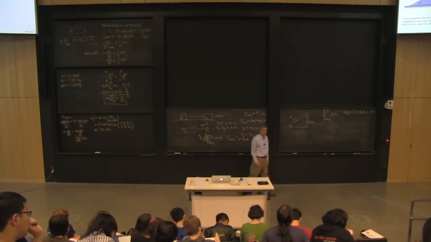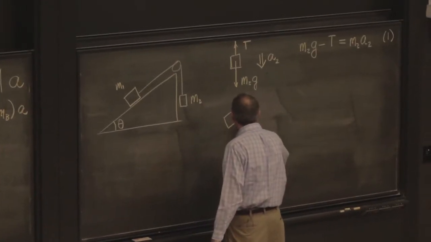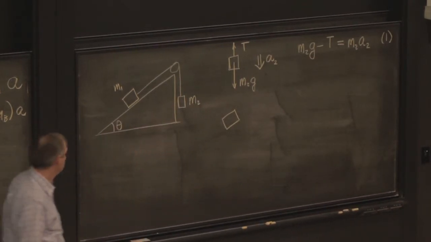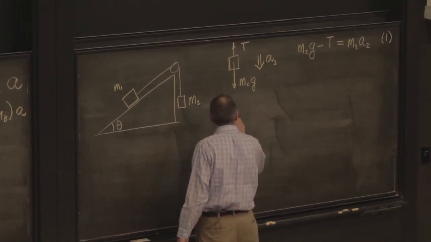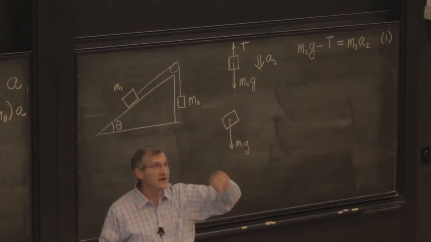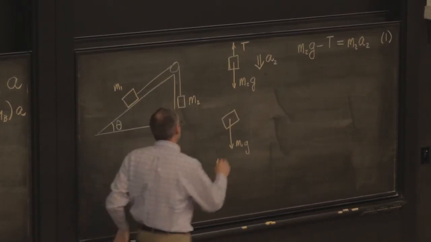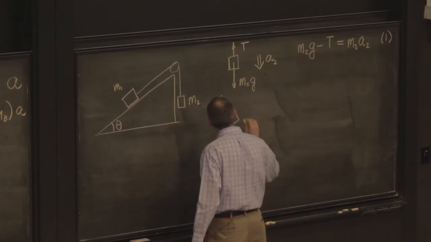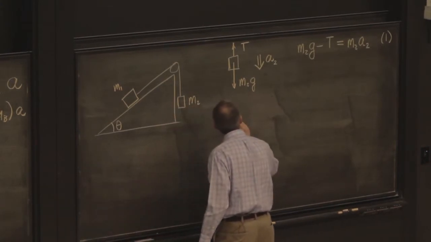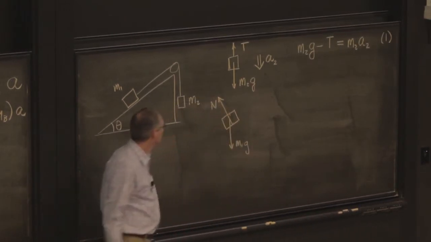What do I isolate next? M1. So I'm going to isolate M1. And what are the forces on M1? Gravity again. There is a normal force from the inclined plane that is keeping mass 1 from falling straight down. And the direction of the normal force is normal to the interface, that is, perpendicular to the interface. So up it comes this way. And we'll call that N. Anything else?